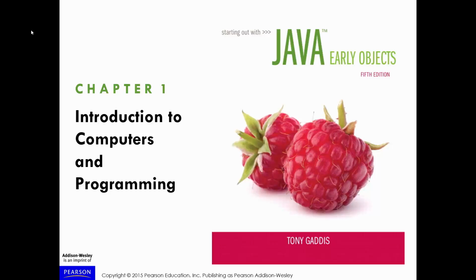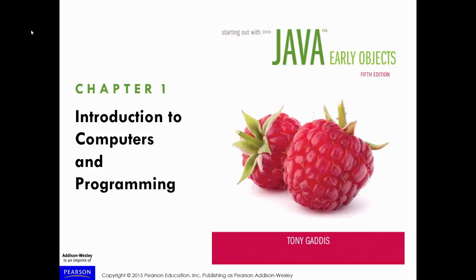Our textbook, as you can see on the screen right now, is Java Early Objects, 5th edition by Tony Gaddis. And Chapter 1, which I'm going to go through right now, is an introduction to computers and programming. Now, there's a lot of good material in here, but there's a lot of material that I probably won't cover because either A, you'll get it in another class, or B, it's not exactly that relevant. But I do want to talk a little bit about programming and about a few of the other things in here.